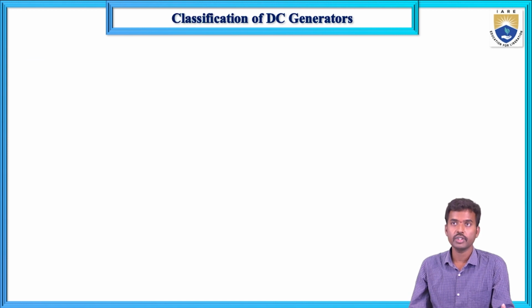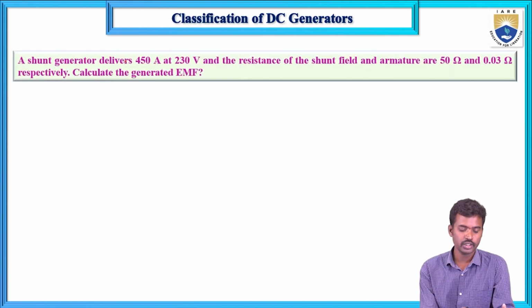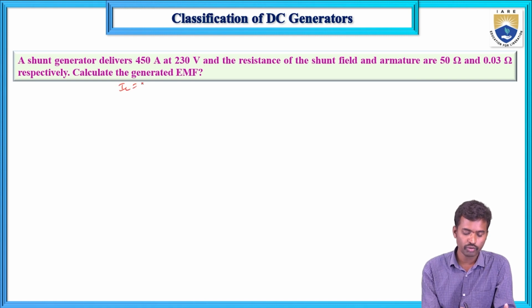Now here, if you take one problem: a shunt generator delivers 450 amps at 230 volts, and the resistances of shunt field and armature are 50 ohms and 0.03 ohms respectively. Calculate the generated EMF. What are the given data here? IL equals 450 amps, V equals 230 volts, RSH equals 50 ohms, and RA equals 0.03 ohms. Now calculate the induced EMF.